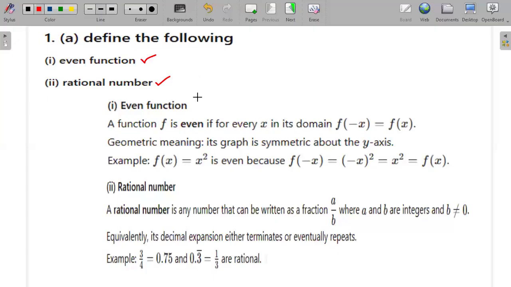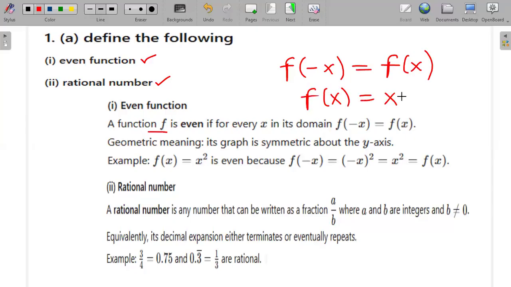So by definition, a function f is even if for every x in its domain, f of minus x is the same as f of x. If this property is satisfied, then the function f is going to be called an even function. So a good example is f of x equals x squared. When you put x as minus 1, you're going to get minus 1 squared, and this is going to give you 1.